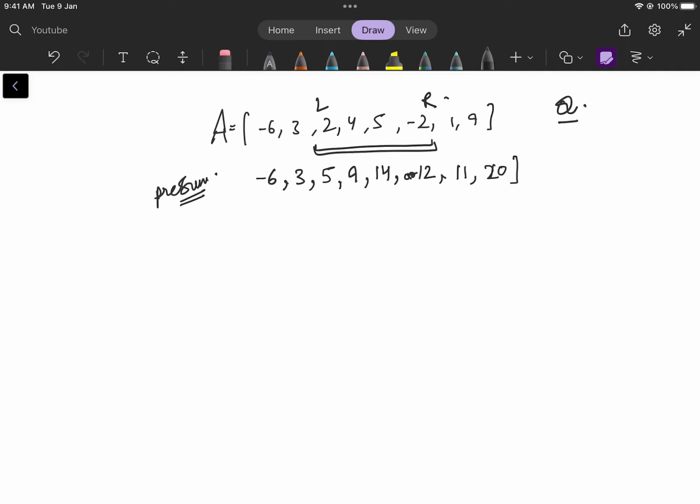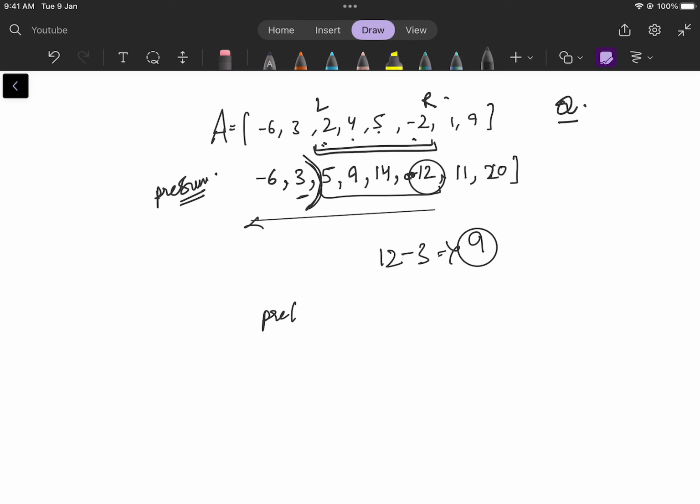Then for the L to R index, you want to sum. So what you can do is, this is the subarray. Up till here you know the sum, that is 12. You can subtract from it this sum, that is 3. 12 minus 3 is what? 9. Then you can see 5, 9, 10, 11, then -2, 9 only. So the simple formula is prefix of R minus prefix of L minus 1 is the required sum.